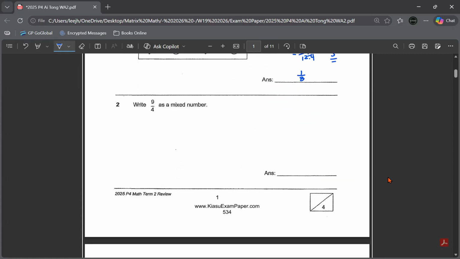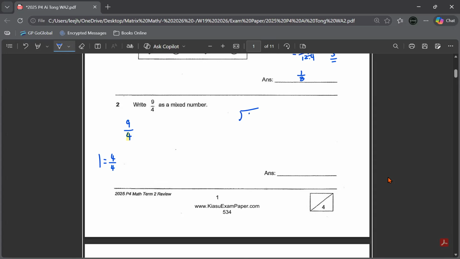Question number 2. Write 9 over 4 as a mixed number. So 9 over 4 is the same thing as 9 divided by 4. So if you look at your denominator, depending on the denominator, you can express one whole out of it. So over here, the denominator is a 4. So which means one whole is equal to 4 quarters, which is 4 over 4. So 9 over 4, how many wholes can you get out of 9 over 4?